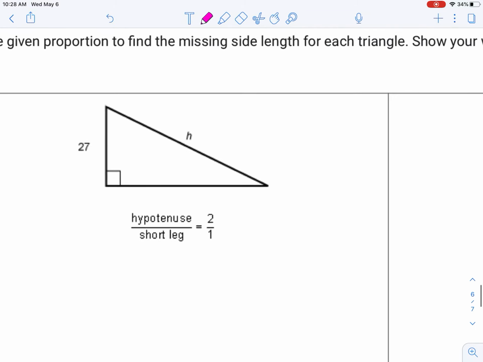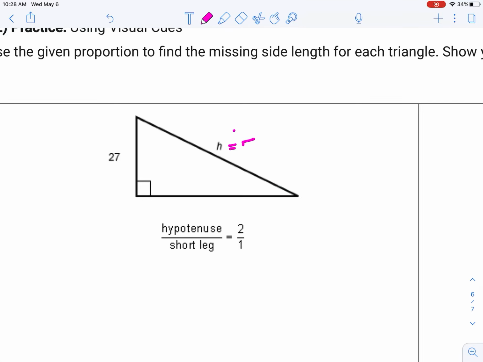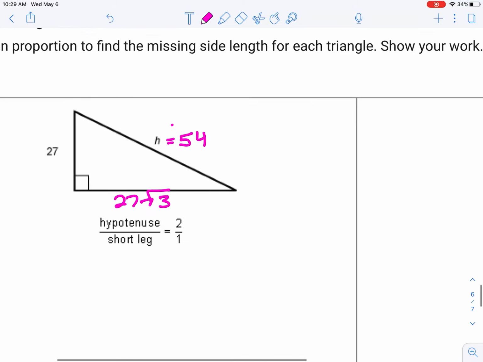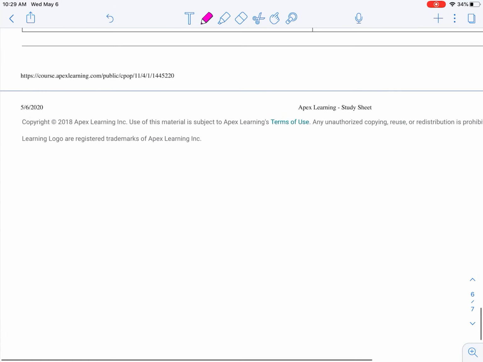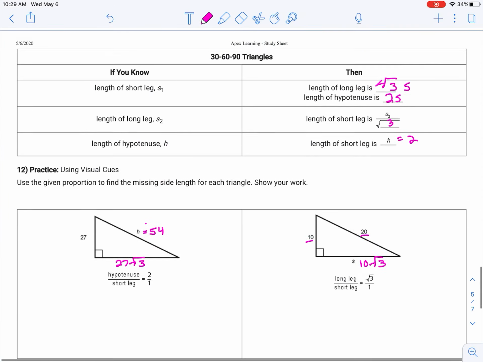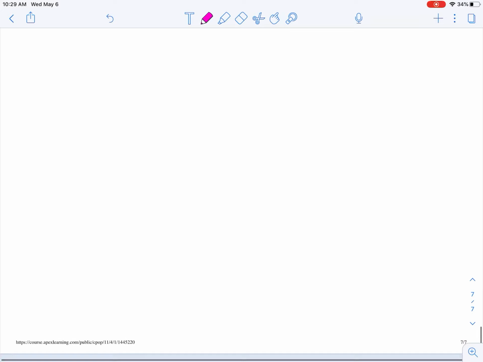Okay, so let's do some of these. So this is easy. This is this doubled. Okay, and the long leg is times the square root of 3. And then here, you can see that's doubled there. And then this is just 10 times the square root of 3. Pretty easy. And that is your study guide.